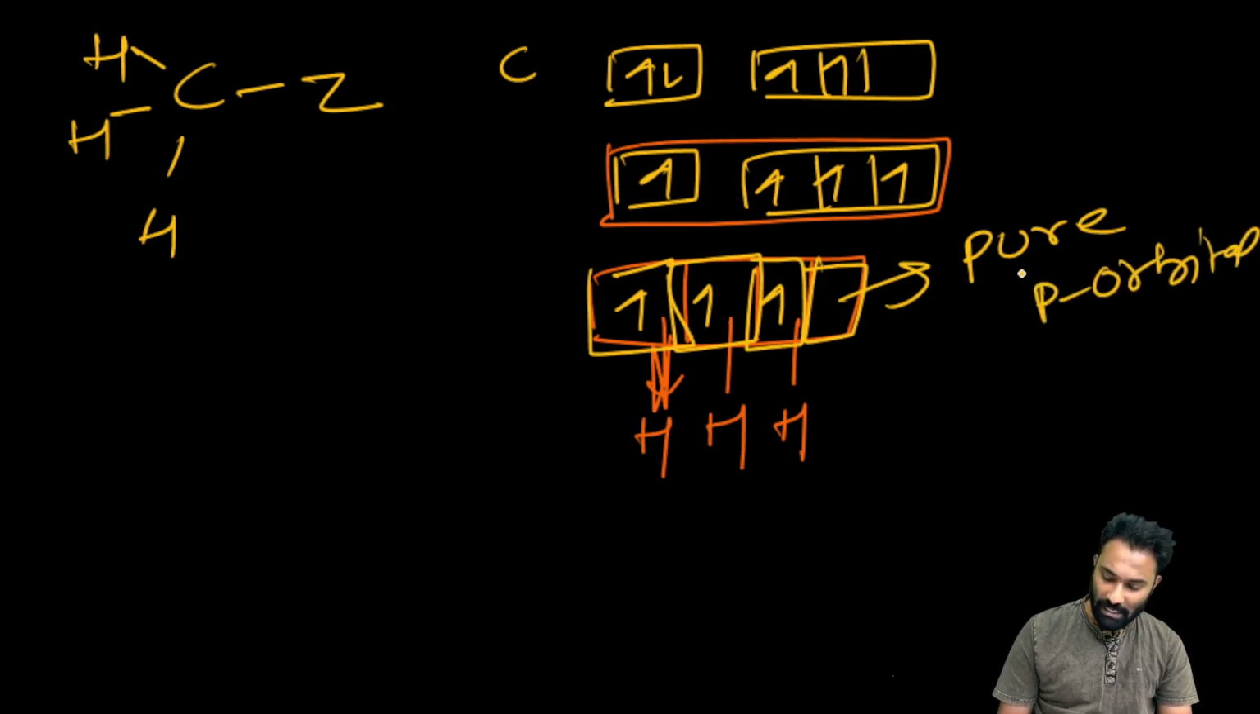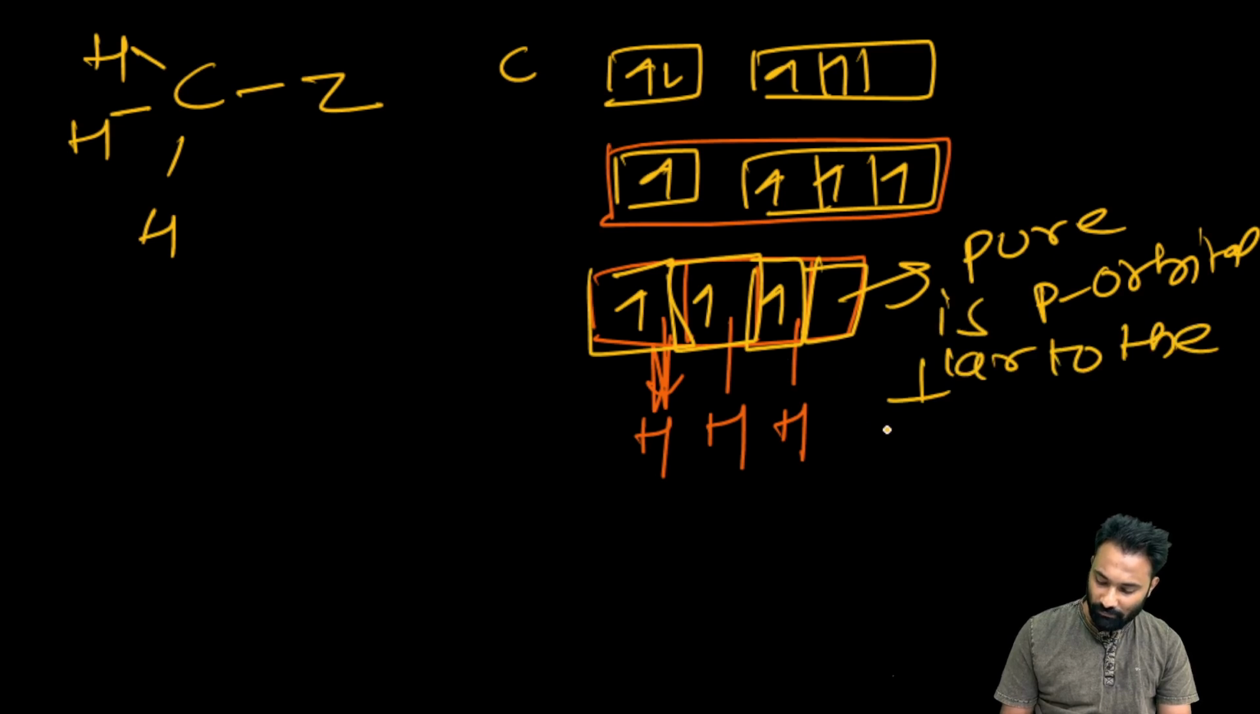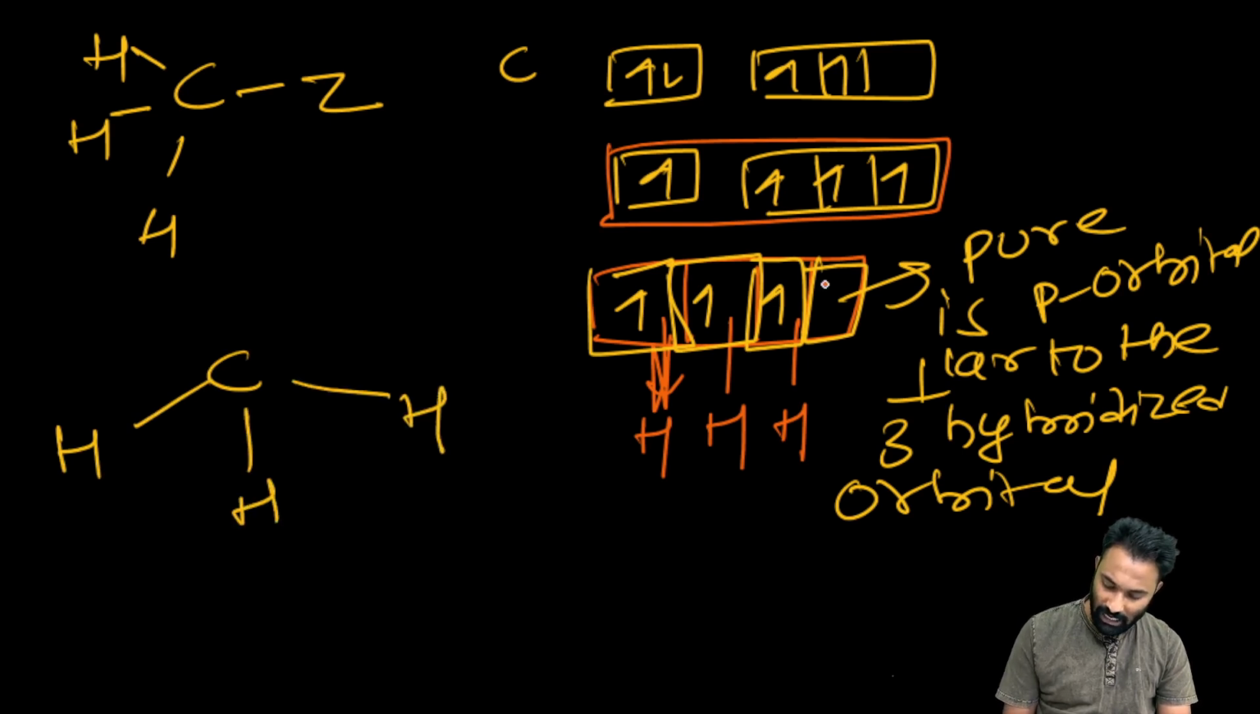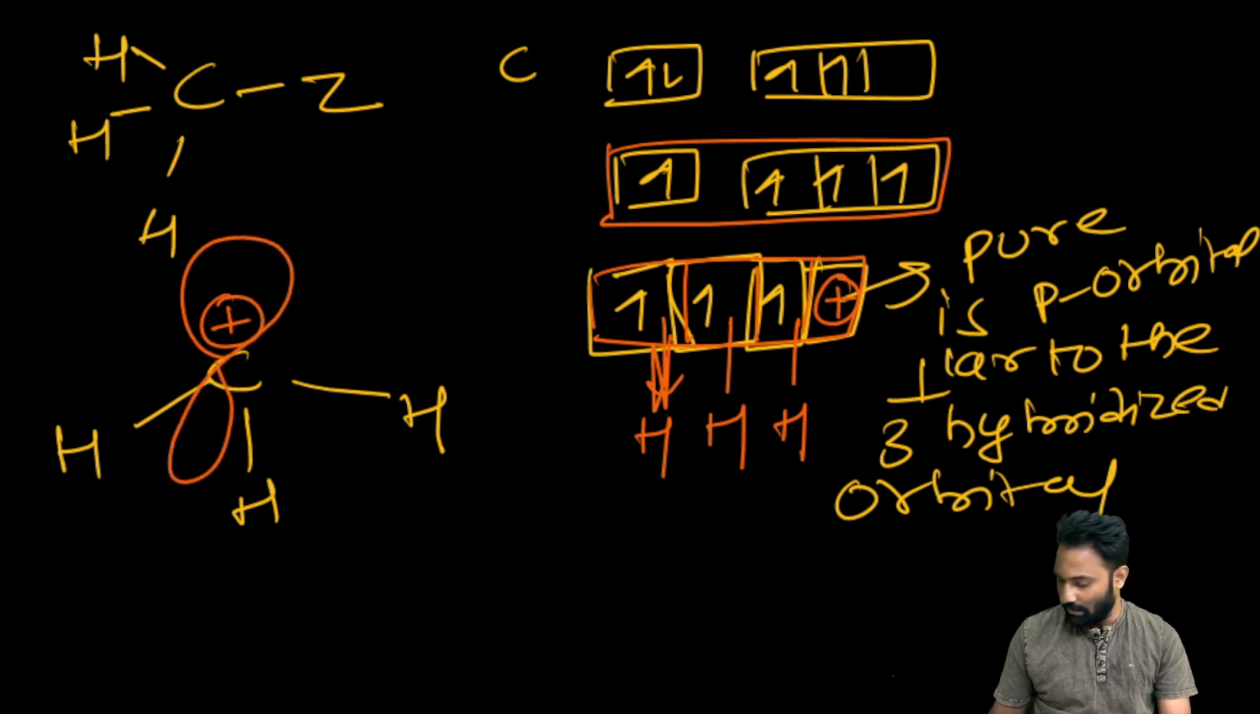This empty pure p orbital is perpendicular to the 3 hybridized orbitals. This is a carbon, this is a hydrogen, this is a hydrogen, and this is a hydrogen. The positive charge will be present in this p orbital, and that orbital lobe will be perpendicular to these. Now how will it appear? Now I will show you. Now you see here.